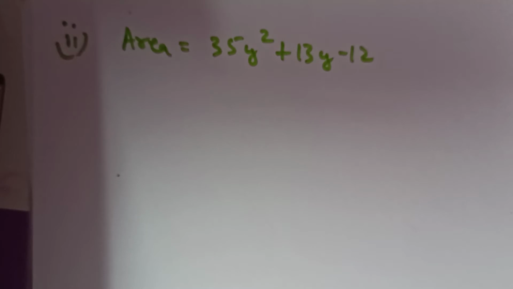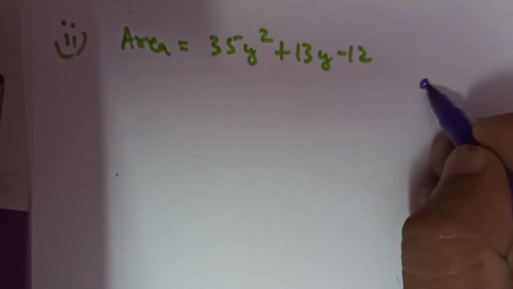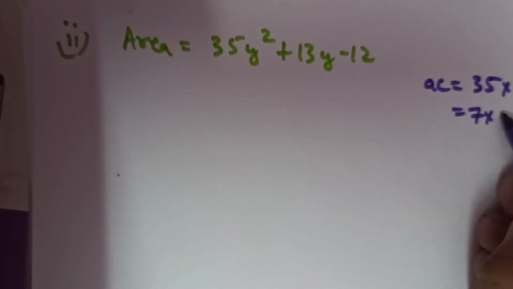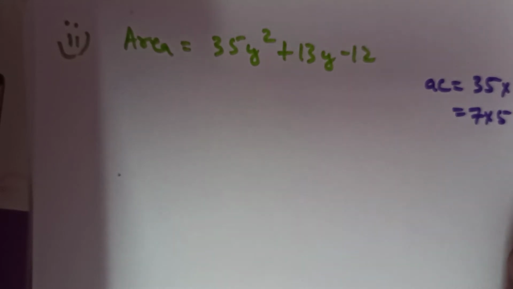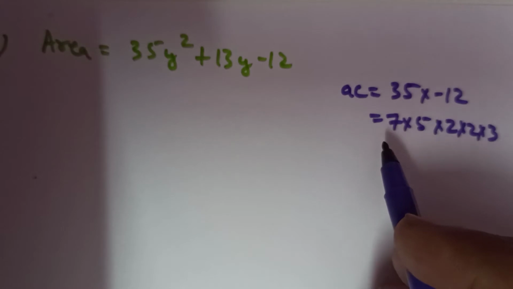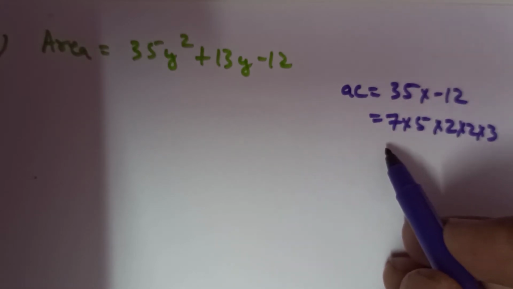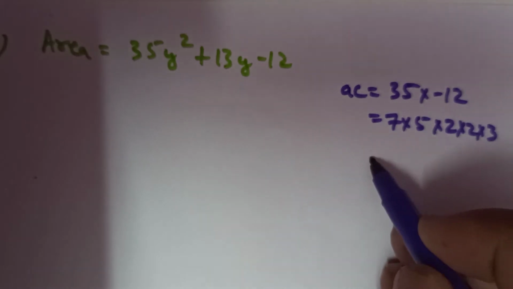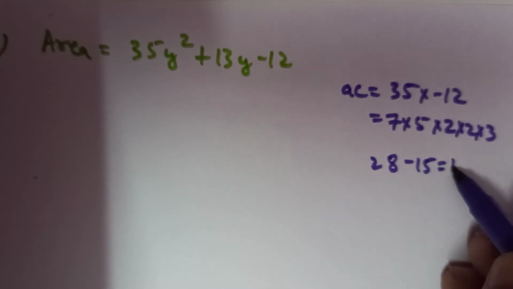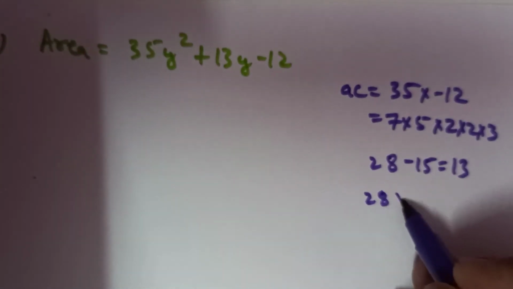Again, similarly, in the second part also, we are given the area 35y square plus 13y minus 12. It is again a quadratic polynomial, and if we factorize it, we get the expressions for length and breadth. So we have to factorize here. Again, the value of ac will be 35 into minus 12. So we get the value as 7 into 5, and this will be 2 into 2 into 3. So these will be the factors. We try to find factors such that the product is ac and the sum is b. If we take the two factors 28 and 15, 28 minus 15 is equal to 13, which is equal to b, and 28 into 15 is equal to ac.